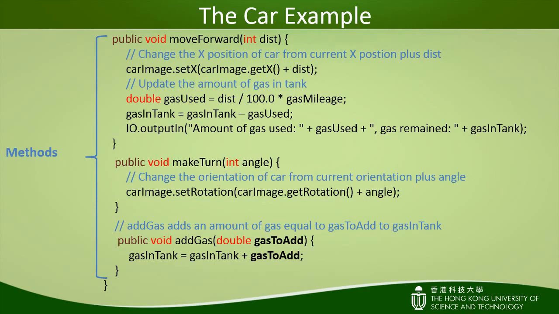Let's now just change the method add gas to a method with one parameter, gas to add, which gives the amount of gas to be added, and the statement inside the add gas method will update gas in gas tank accordingly.